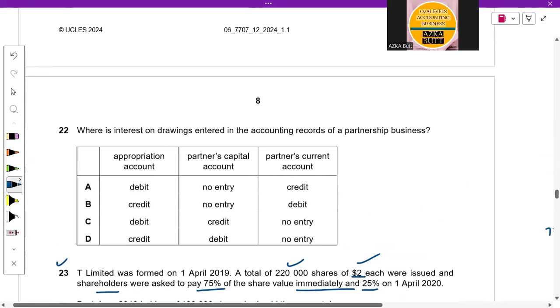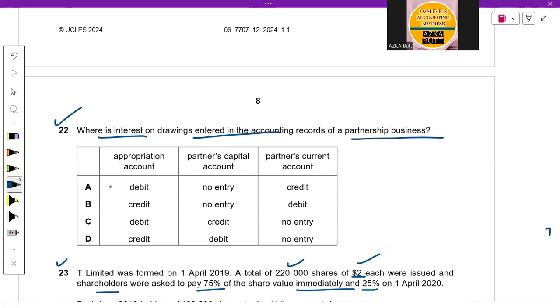Okay. So now let's see the question number 22. So where is interest on drawings entered in the accounting records for a partnership business? Okay. So let's see. The first thing is interest on drawings. So interest on drawings is an amount charged to a partner for withdrawing money from the business. So this reduces the partner's share of profit and is treated as a debit to the partner's current account. So it seems to be right.